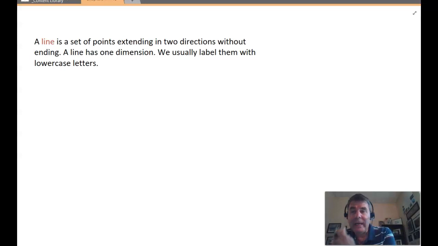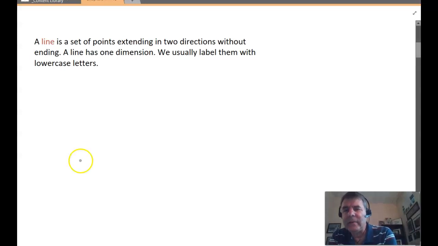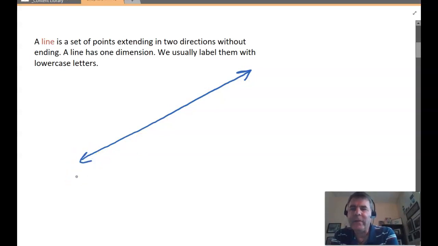Now we say a line is a set of points extending in two directions without ending. So a line is all of these points stacked right next to each other going in two directions. A point has no dimension. A line has one dimension, and we usually label them with lowercase letters, like this would be line L.